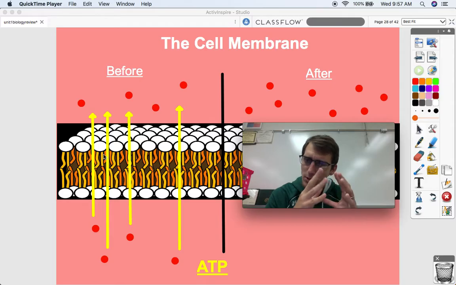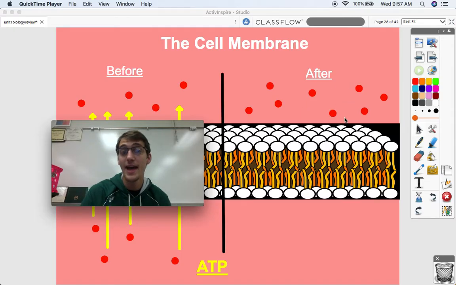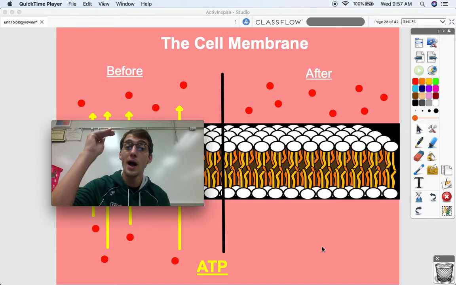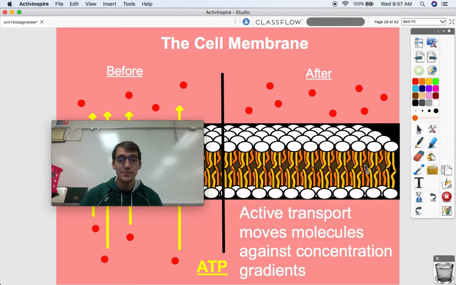So they're supposed to be naturally spreading out, right? But the cell can push them using a little ATP so that they have a higher concentration on the outside. Before we were going from high concentration to low concentration. This time we're going from low concentration to high concentration, and we need a little extra energy to do that. So as I said, active transport moves molecules against concentration gradients.